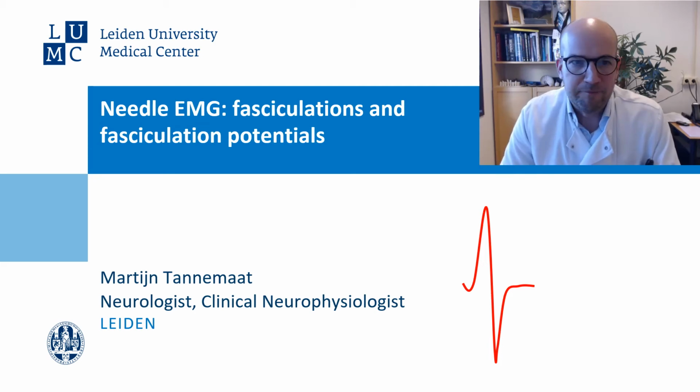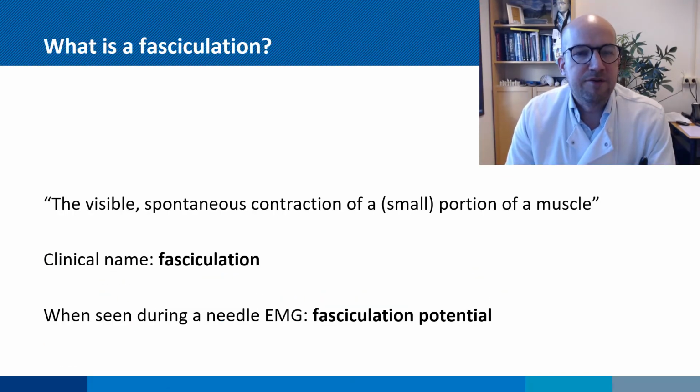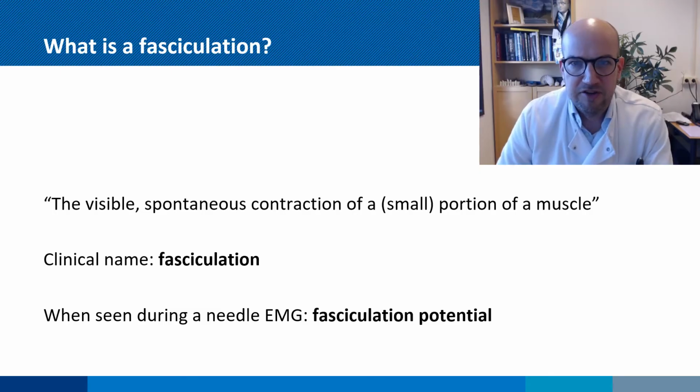Hi, and welcome back. In this video, I'm going to talk about fasciculations, what they look like clinically, their clinical significance, pathophysiology, and what they look like when they occur during a needle EMG examination. A fasciculation potential is defined as the visible spontaneous contraction of a small portion of a muscle. Importantly, fasciculations are not under voluntary control.